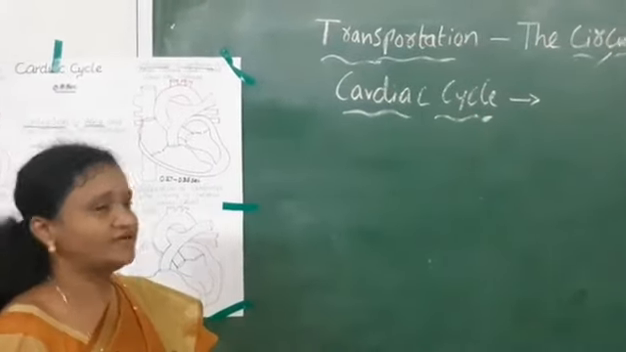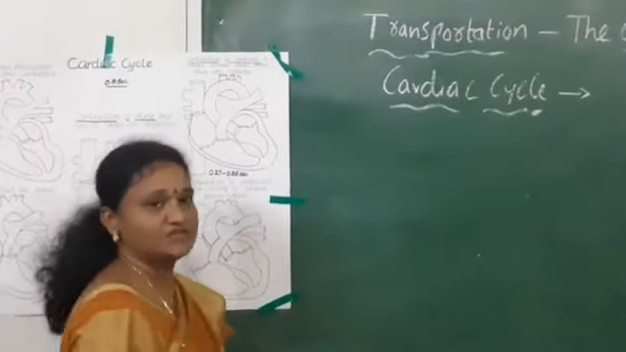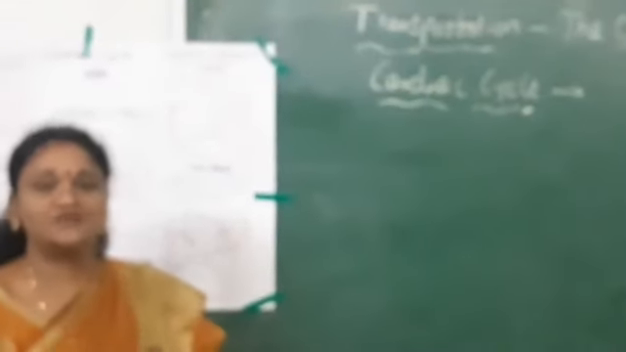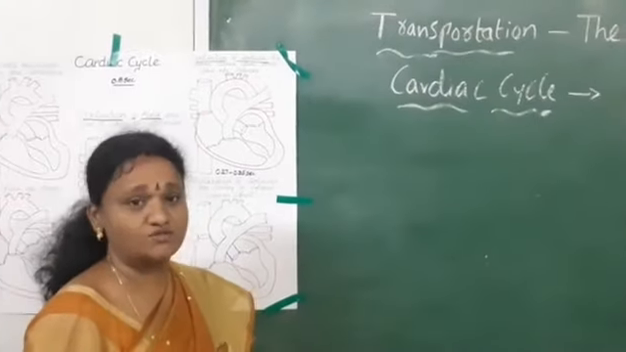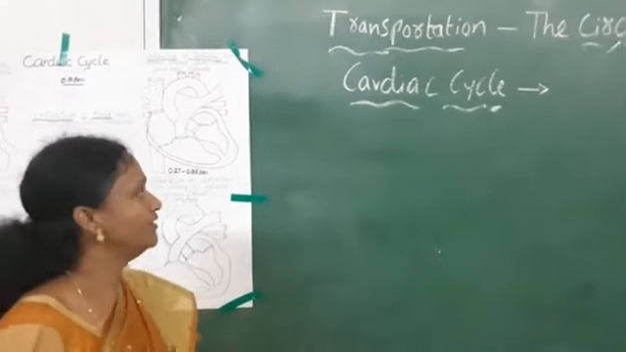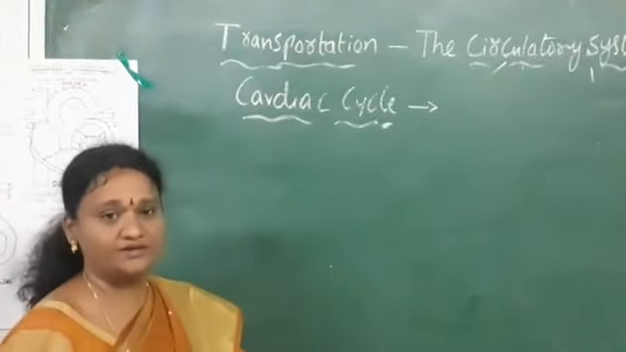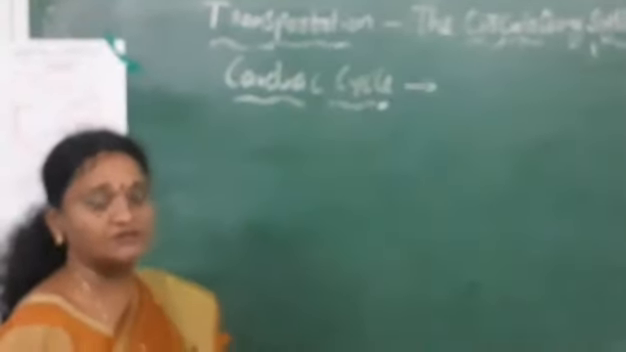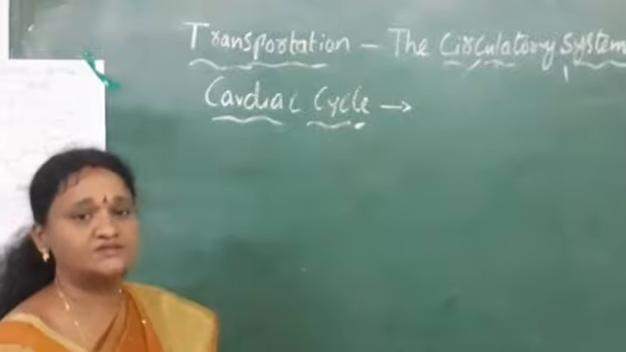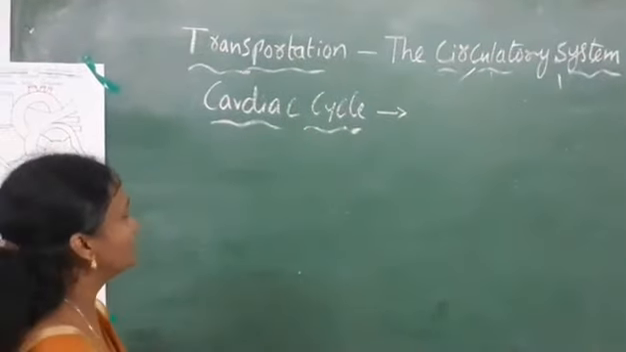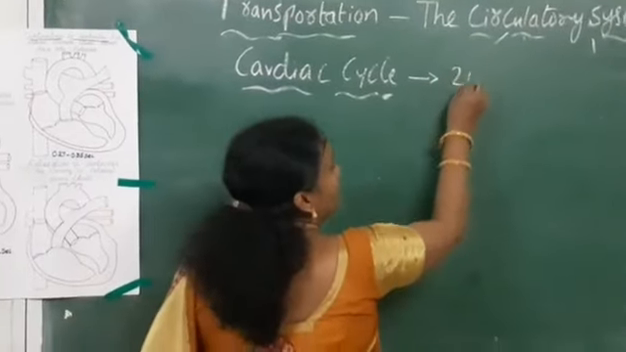Okay. So let's continue with the most important topic, that is the cardiac cycle. We have seen the structure of the heart. The heart is the main pumping organ. Now let us see how the heart works to pump the blood to the different parts of the body. One contraction and relaxation of auricles and ventricles is called the cardiac cycle. The contraction and relaxation of both auricles and ventricles is called the cardiac cycle. The heart starts pumping from the 21st day of embryonic development.